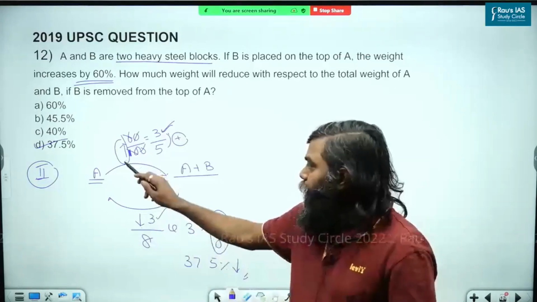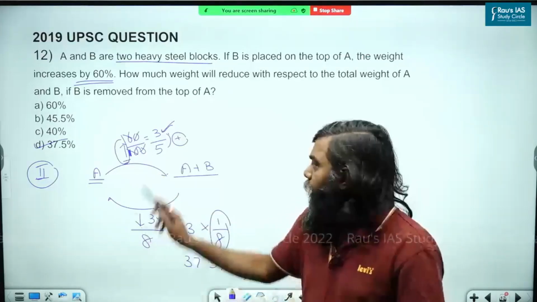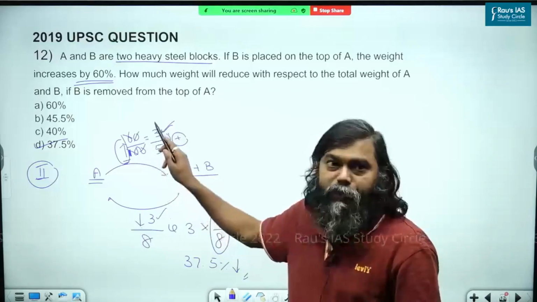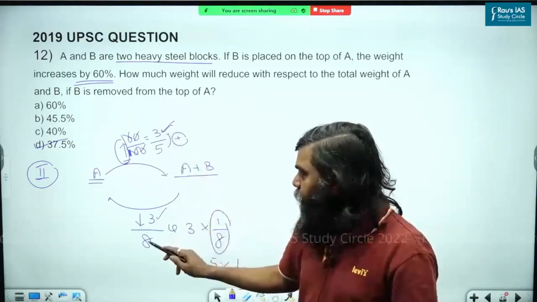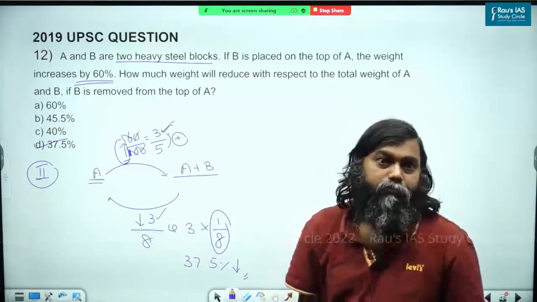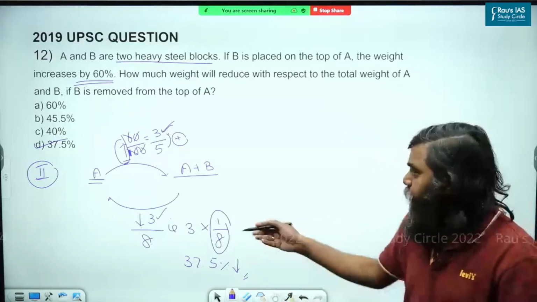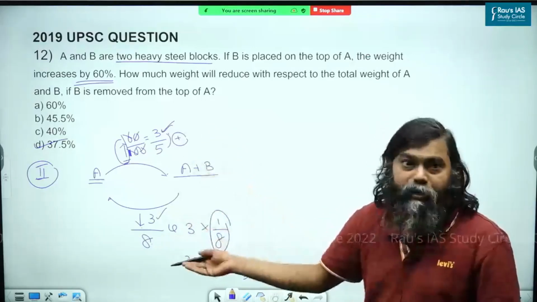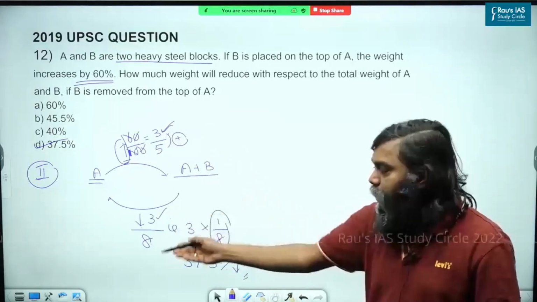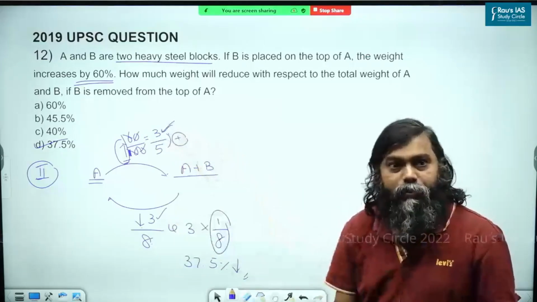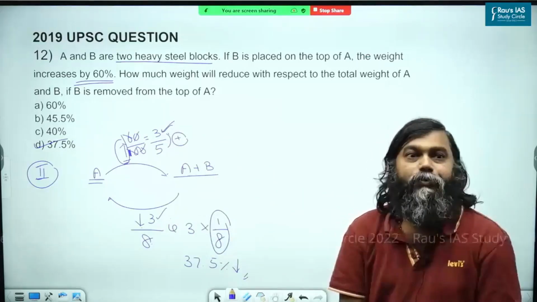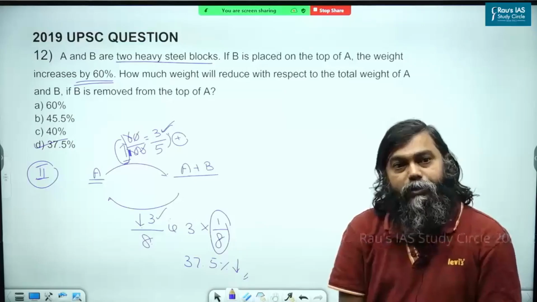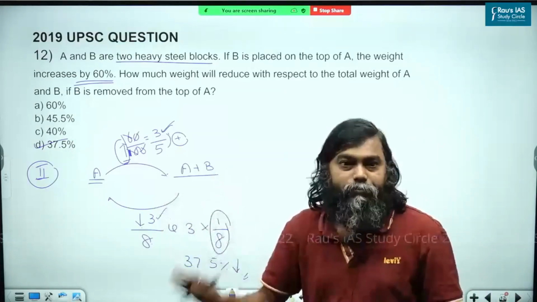Then your reference is increasing, so add numerator and denominator. 3 plus 5, how much? 8. That is going to be the denominator here. I already taught the proof in the previous pages: why we need increase and decrease, why the same numerator, why add and write here and here in the denominator. I told you already in the previous pages. Anybody have a doubt? So this is the introduction.